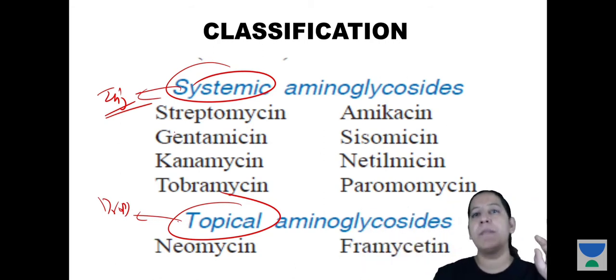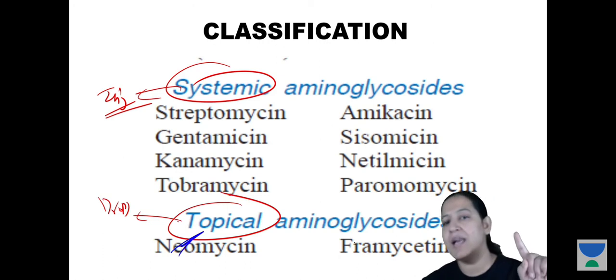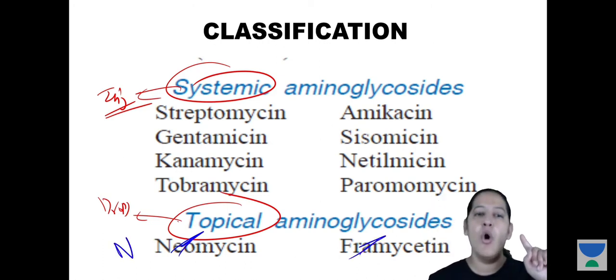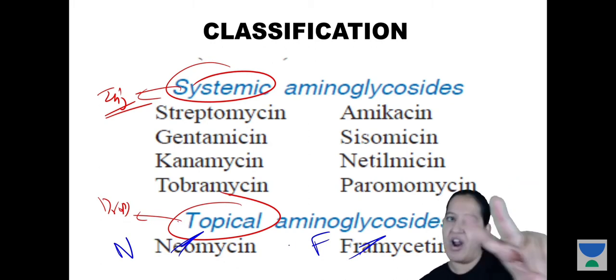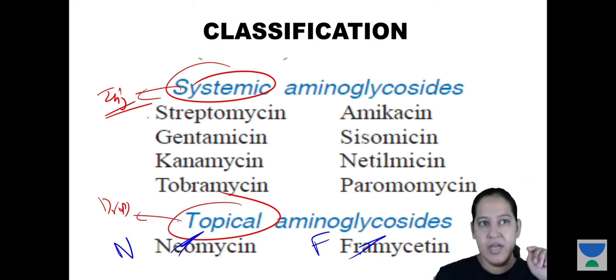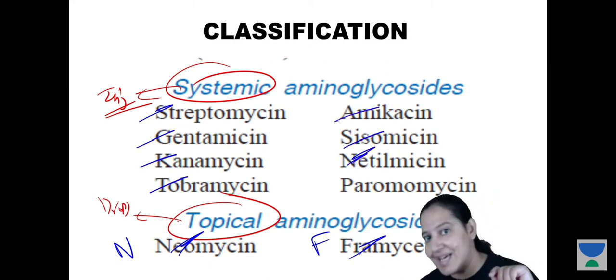So systemic में कौन-कौन से हैं? There are 8 you have to learn. First learn topical. Topical only 2 are there: neomycin and framycin. Neo and fra. These are eye drops. Systemic there are 8: streptomycin, gentamicin, kanamycin, tobramycin, amikacin, sisomicin, netilmicin and paromomycin.